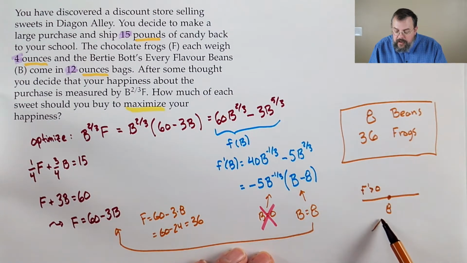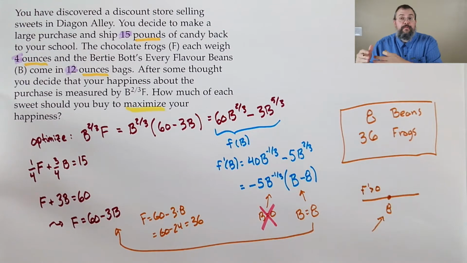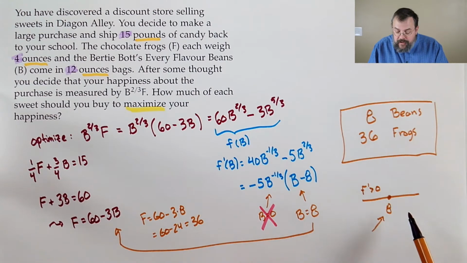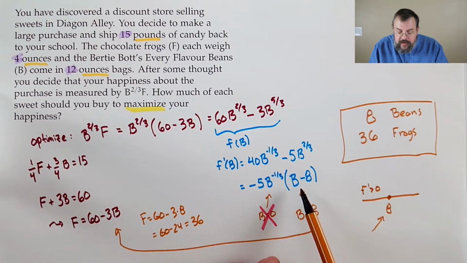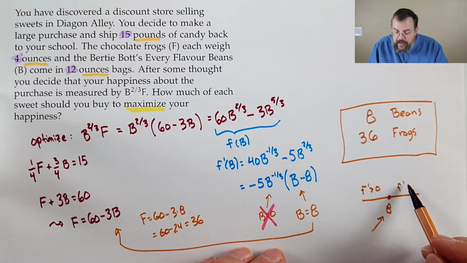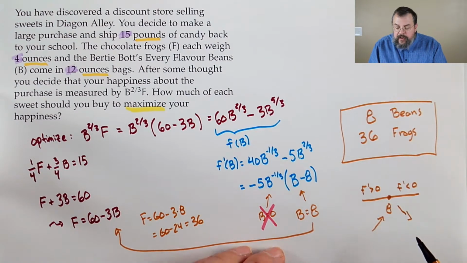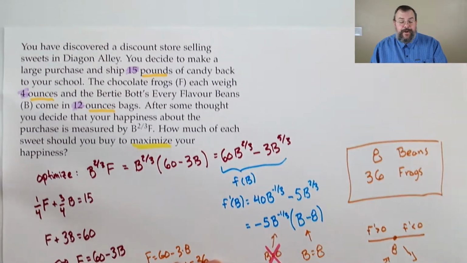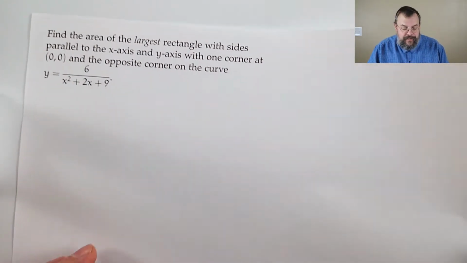So I'm coming up. My happiness is increasing as I buy more beans, at least to the point where I hit 8. But what happens after that? So plug in, say, 9. 9 minus 8 will now be positive. So negative, positive, positive, which means that after 8, if I were to keep buying beans, my derivative is negative, and my happiness would go down. And therefore, yes, 8 is a maximum. Good. And there we go. Right. Real-world applications. That's what we're after. We want to have something that we can use. So the next time you swing by and you visit Diagon Alley, now you know how to maximize your happiness.